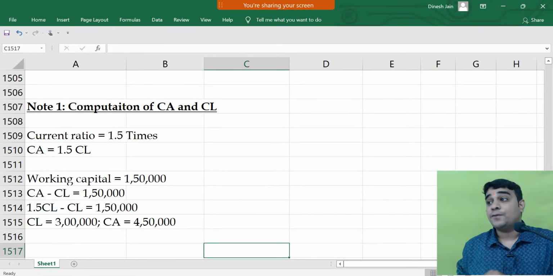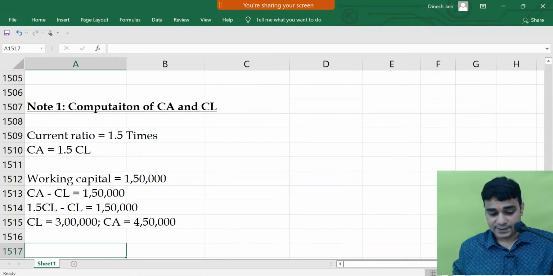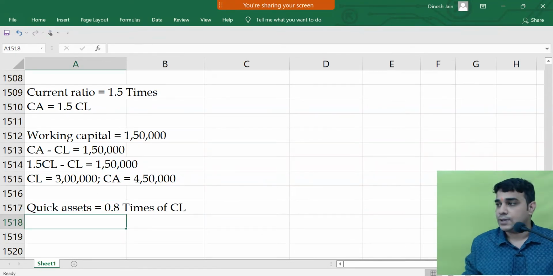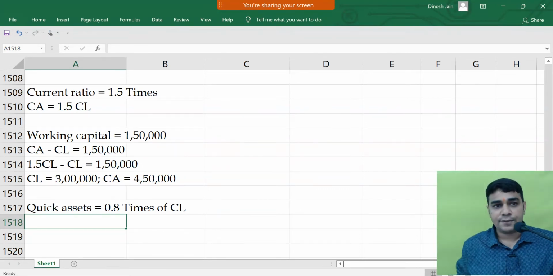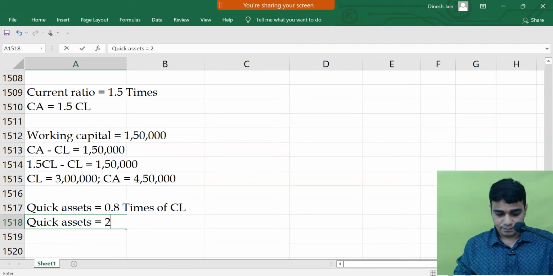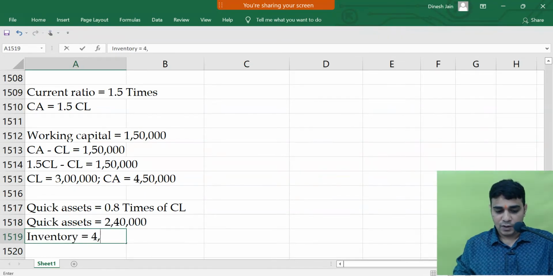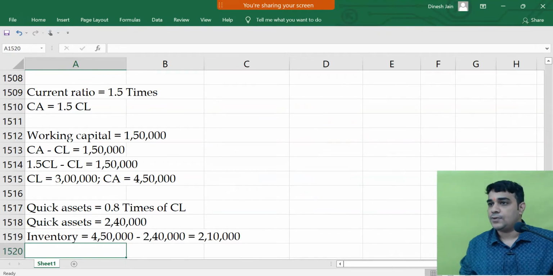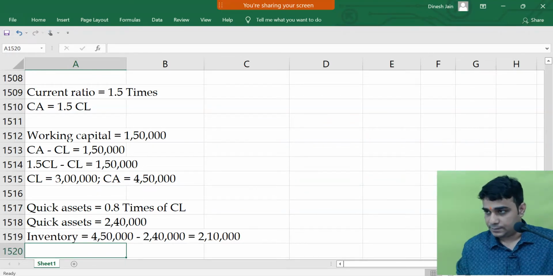Now comes the formula of your quick assets. What is the quick ratio given in the question? Quick assets is equal to 0.8 times of current liability. So my quick assets is going to be 2,40,000 and inventory is going to be 4,50,000 minus 2,40,000, which is 2,10,000. Inventory is going to be 2,10,000.